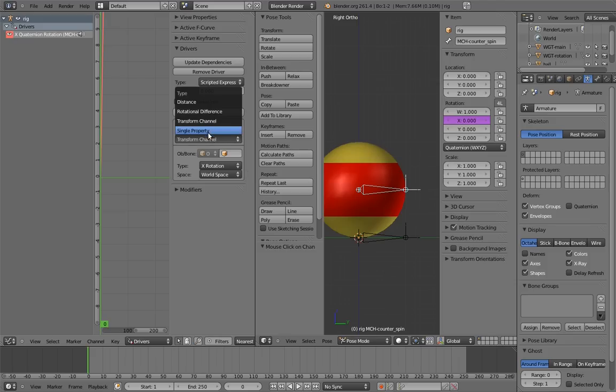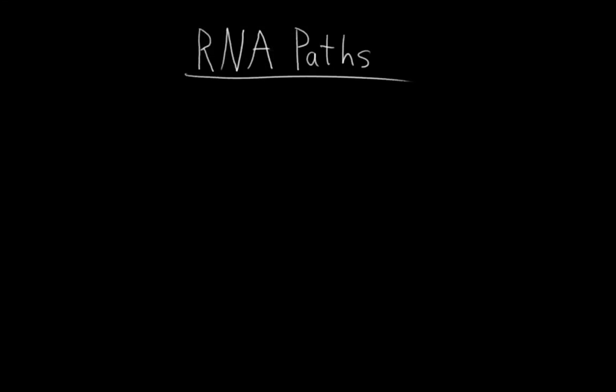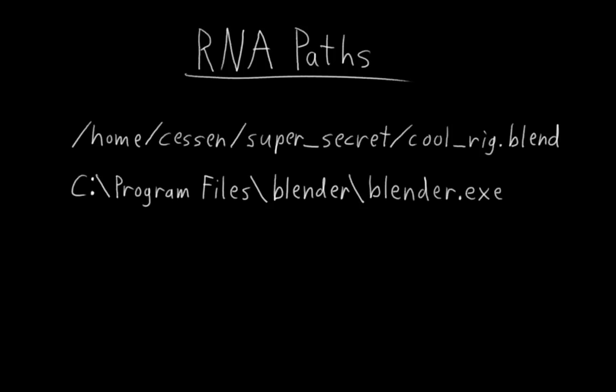It's called single property. This variable type allows us to access any user-accessible piece of data in Blender via something called RNA paths. Blender stores all of its data in something called an RNA system. It's kind of like the file system on your computer, where you have file paths, and different pieces of data are stored in different files.